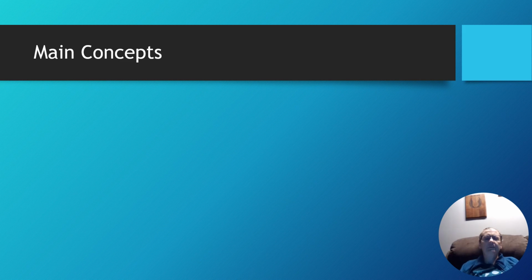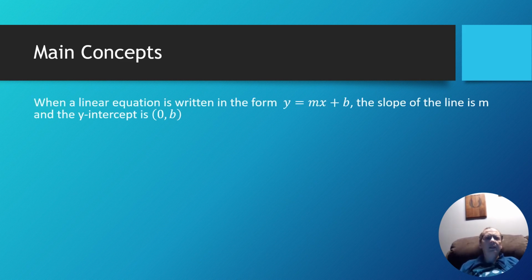Our first concept is as follows. When a linear equation is written in the form y equals mx plus b, the slope of the line is m and the y-intercept is (0, b). It's written as an ordered pair because it is a location on the coordinate system. So in other words, the coefficient of the x is always the slope of the line, and the number that's sitting off to the side is where it crosses the y-axis.